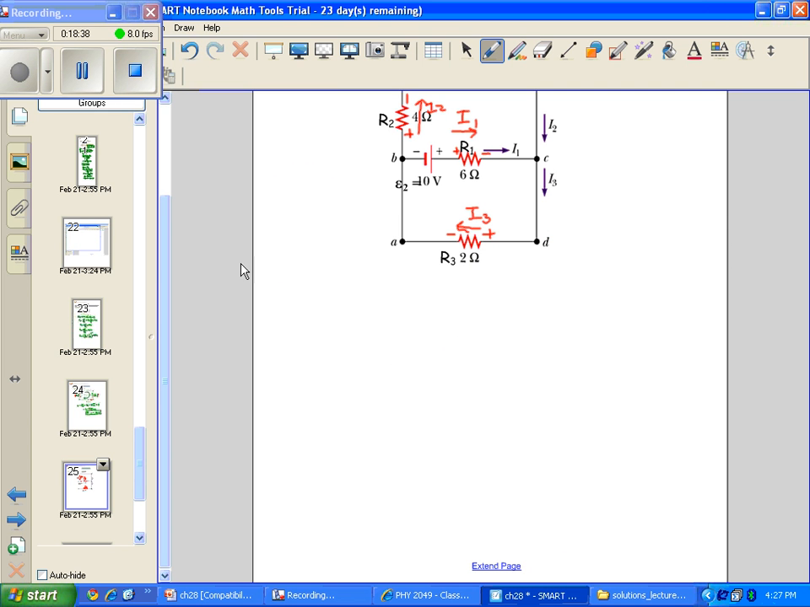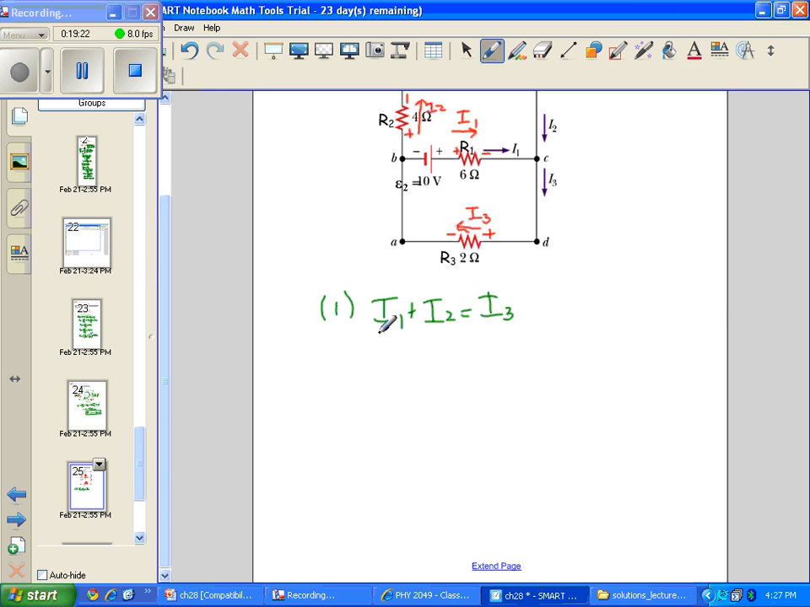Let's write an expression for the junction rule. Use that as one of our equations. Notice that we have three unknowns, I1, I2, and I3. And according to the junction rule, the sum of what goes into the junction equals what comes out. Well, let's see what's going in. At the point C, I1 goes in, I2 goes in, but I3 comes out. So we have I1 plus I2 equals I3. That's our first equation. We need two more equations, and we're going to get these from the loop rule.